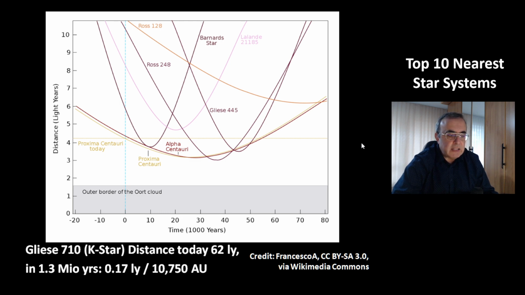That's a K star. Today it's at 62 light years distance, but in 1.3 million years it will come as close as 0.17 light years. That's just 10,750 astronomical units. That's very close. That's within the Oort cloud. And this star could disrupt the Oort cloud, and several objects could be deflected to the inner solar system. Yeah, this could lead to potentially dangerous situations.